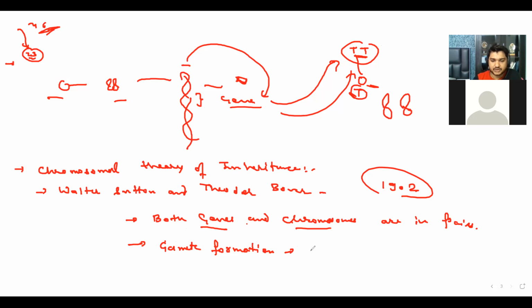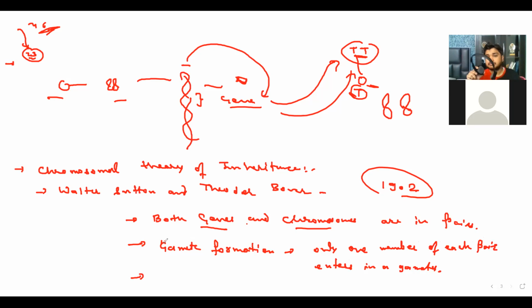Okay, so we can say only one member of each pair enters into the gamete, right? And both of them are independently separating, yes or no? Like they are depending on something, or they are independently separating? Yes. So you have to remember that members of these chromosomes and these alleles are independently separating. Independently means they are giving the variation. I told you, you will get the variation when they show the law of independent assortment, right?